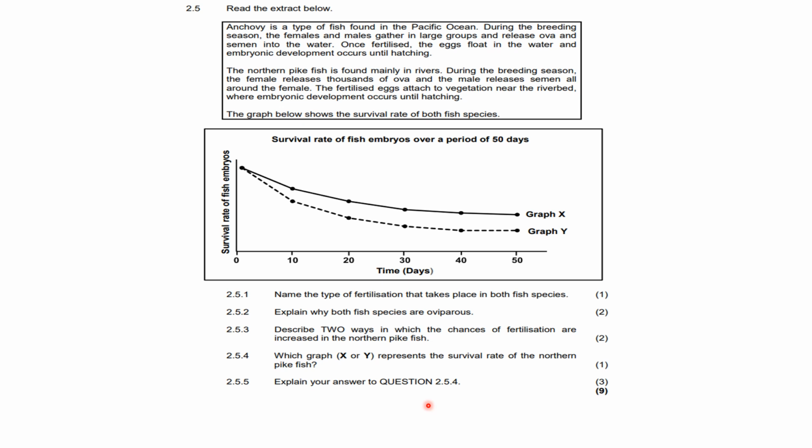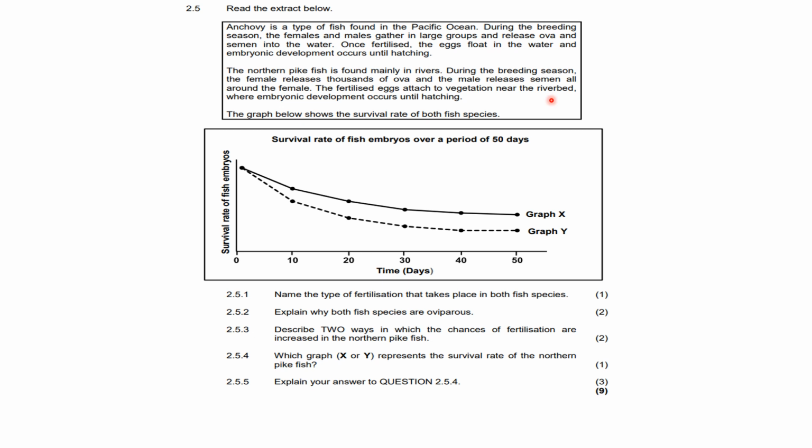Explain 2 ways in which the chances of fertilization are increased in the northern pikefish. So number 1, we have heard that the northern pikefish, they release thousands of ova and semen. So that's how you can increase the chances of something happening. You know, when you want something to happen, like you can do it many times, so that it can take place. So releasing thousands of ova and semen is a way that the northern pikefish species try to increase the chances of fertilization taking place.